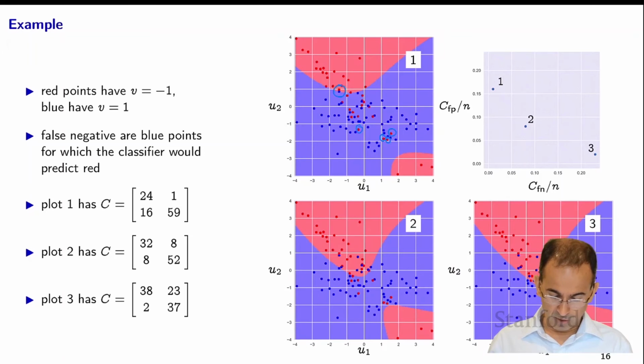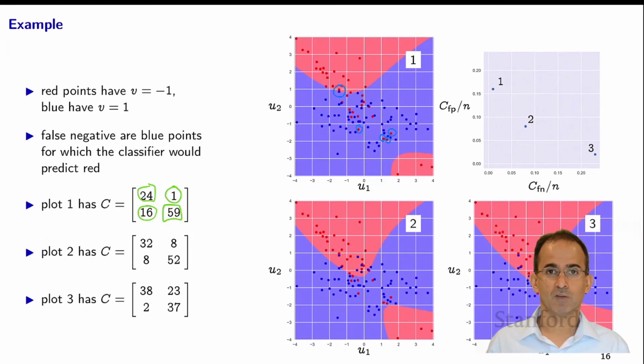If you count the number of red dots in the blue region for classifier number 1, that turns out to be 16. And we've already seen that there's one blue dot in the red region. So this here is our false negative. This here is our 16 false positives. These are correct predictions of -1. So these are red dots in the red region, and there are 24 such red dots. And these are blue dots in the blue region, and there are 59 such blue dots.